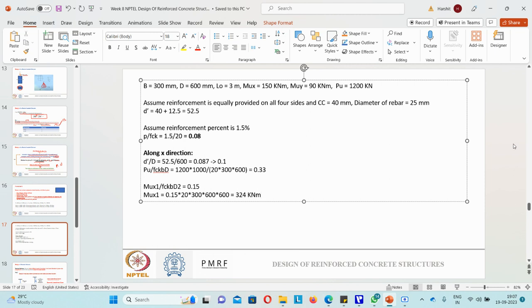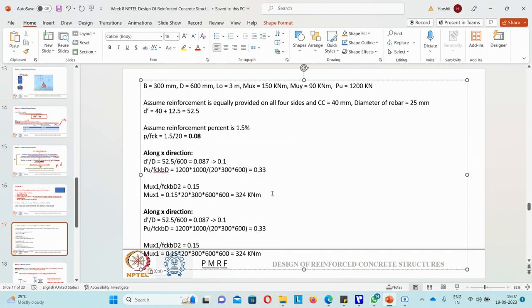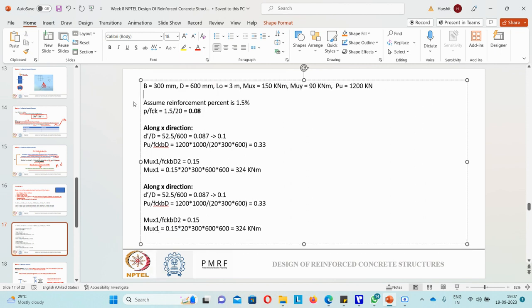Now the same thing I need to repeat along the other direction also. Similarly I will just copy this so that you know that this is in repetition. Okay, just removing this part above. We provided d dash as 52.5 mm and the d dash by d ratio was 0.1 that we took.